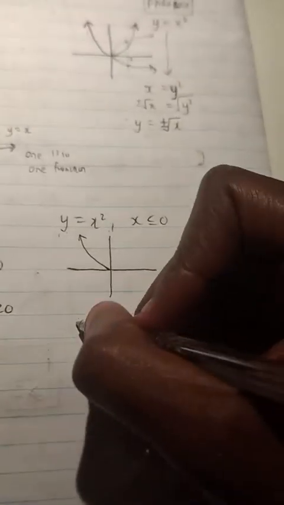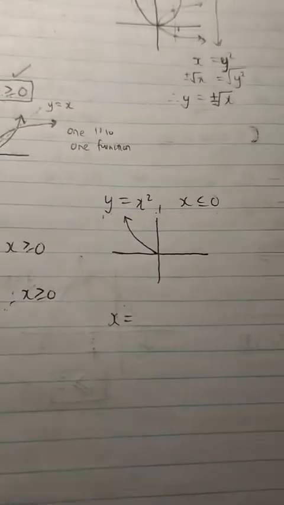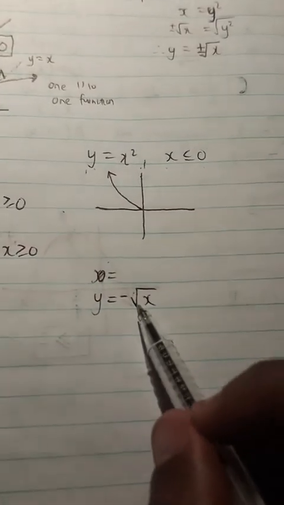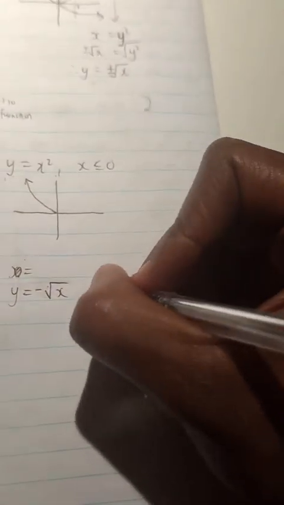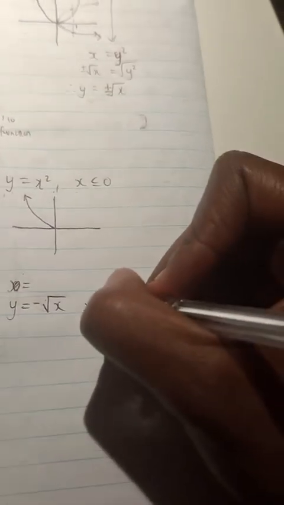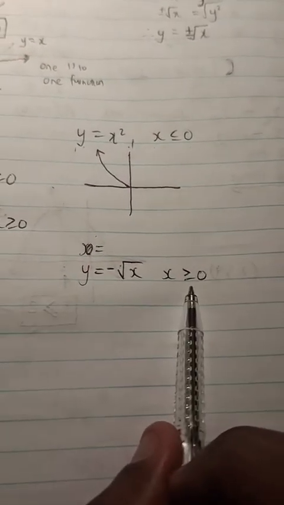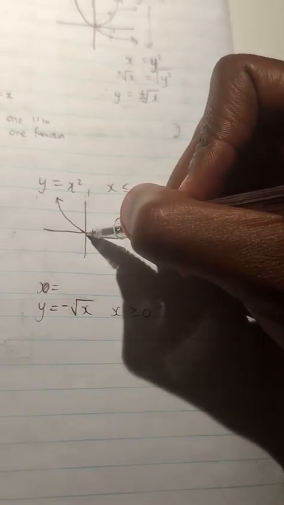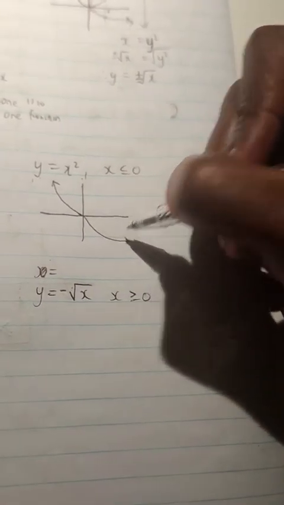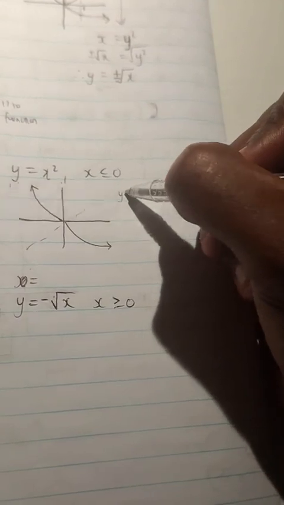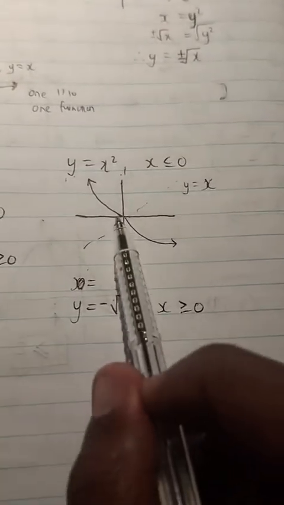Then listen very well, when you finally write your answer, y is equal to, this time round you won't say positive square root of x, you are going to say negative of the square root of x, where x is greater than or equal to 0 for the inverse of that function, because the inverse would be this arm here, symmetrical, guys, along the line y is equal to x, but it would be this arm.